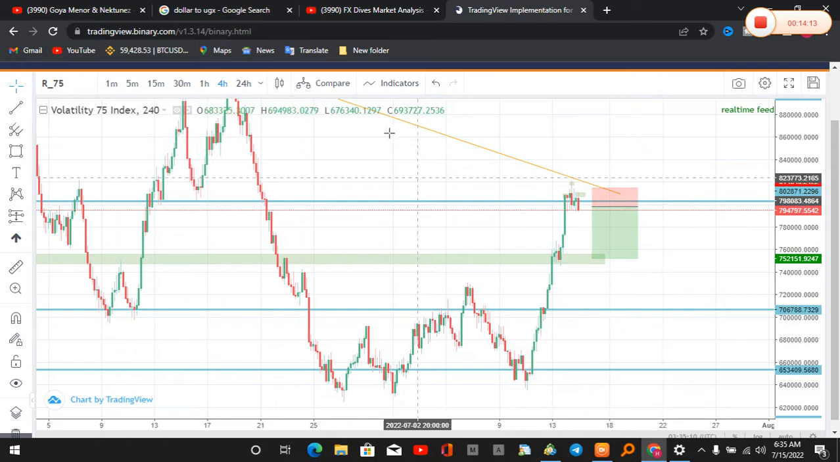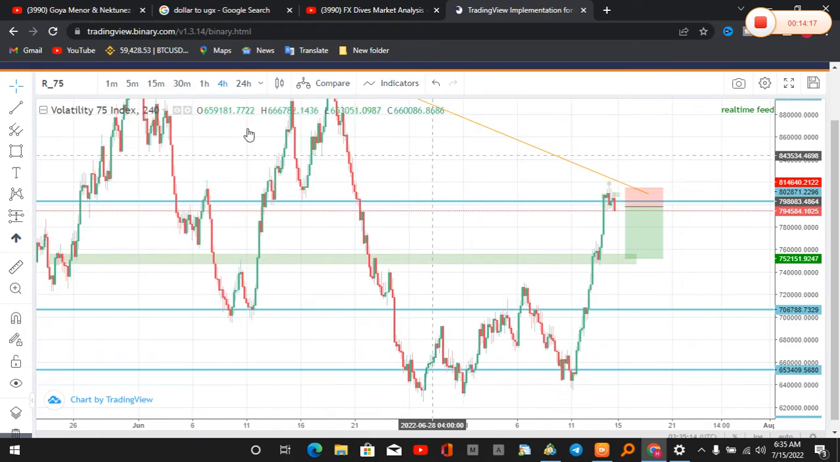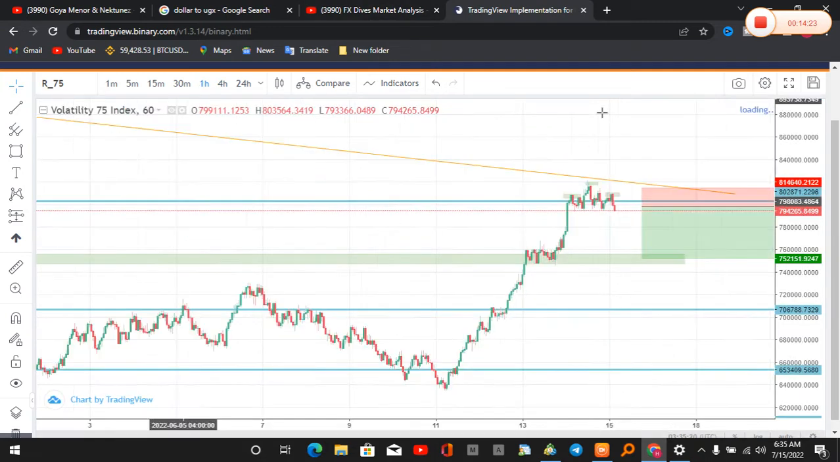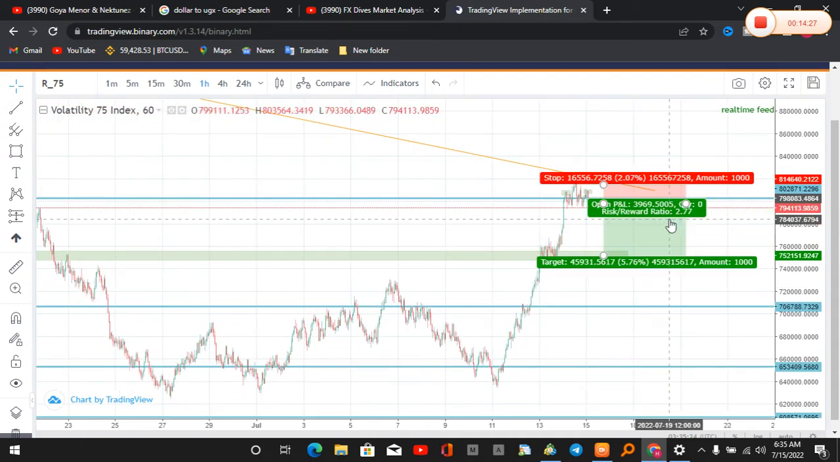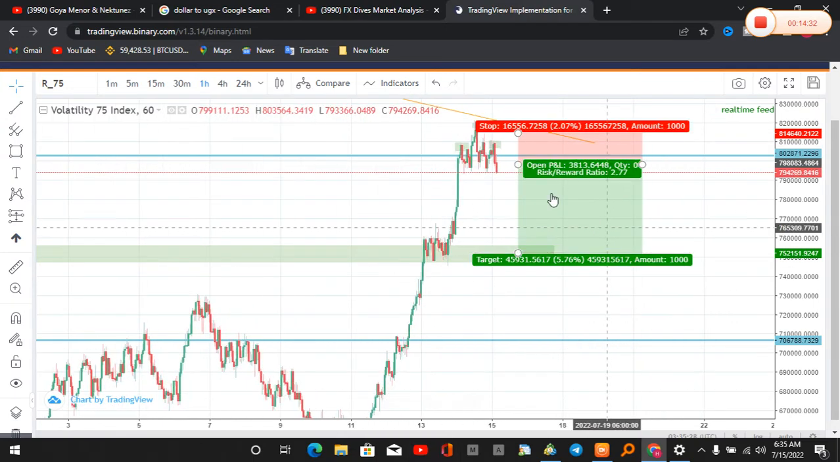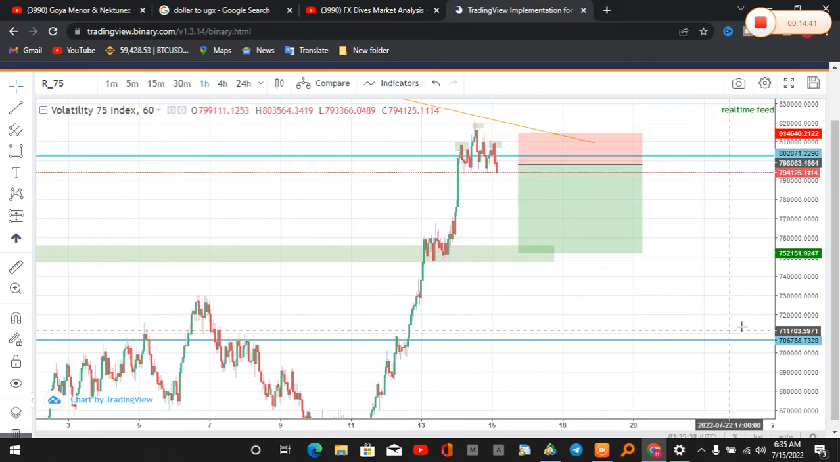We risk 2%, aiming to make 5%. So I think for those who are trading VIX 75, this is the right opportunity to enter with sells on this particular pair. Yes, so this is the right time to enter this trade and collect all the pips all the way from here to the downside.